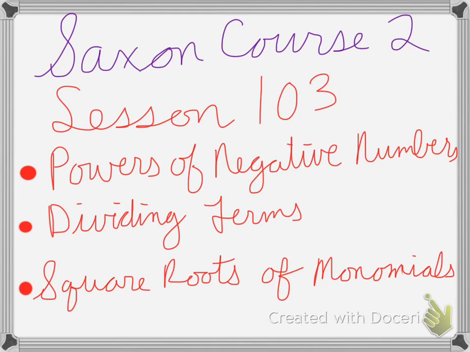Saxon Course 2, Lesson 103 is on powers of negative numbers, dividing terms, and square roots of monomials. So here we want to find the product of this amount. First we need to figure out if this is going to be a positive or a negative number, because then I can just multiply the numbers like normal. Remember, if the number of negative factors is even, the product is positive. If the number of negative factors is odd, the product is negative.